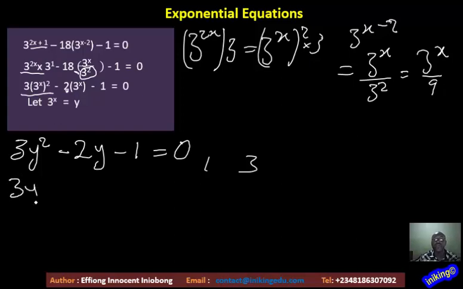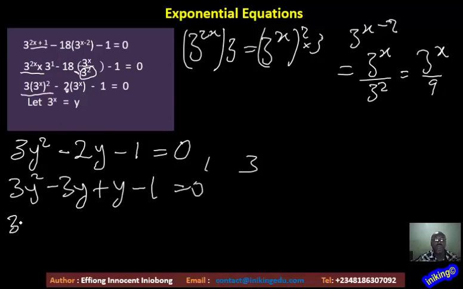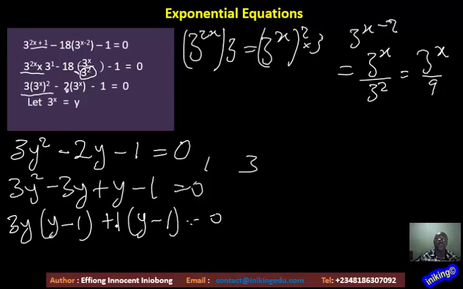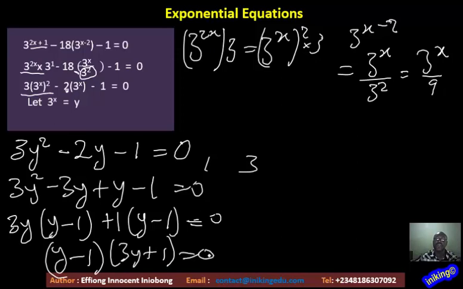This is 3y squared minus 3y plus y minus 1 is equal to 0. Sorry about that. 3y is common here, so we have y minus 1. And then plus 1 is common here, so we have y minus 1 equals 0. And from there, we have y minus 1 times 3y plus 1 is equal to 0.